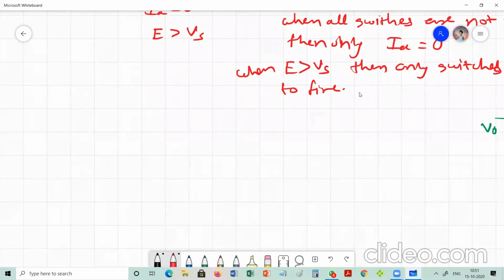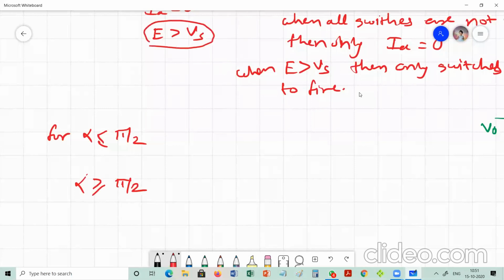So for, and that condition depends on what? E greater than Vs. For alpha less than pi by 2, there are two cases. Either alpha will be less than or equal to pi by 2 or alpha greater than or equal to pi by 2. In both cases we have to find out when E is greater than Vs.